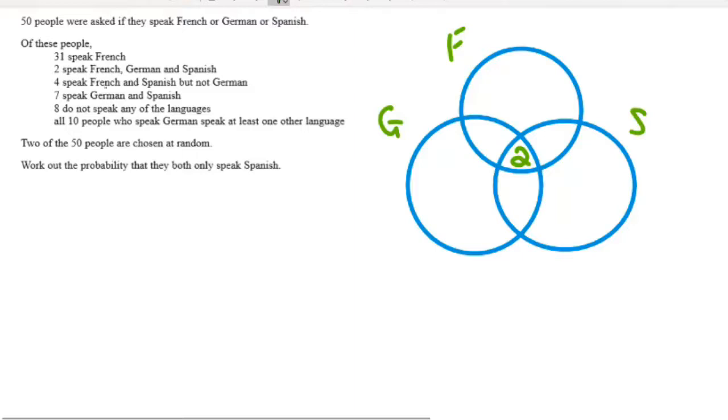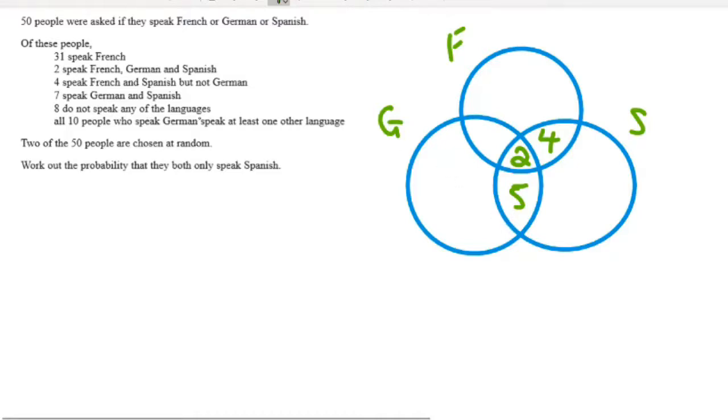Now, 4 people speak French and Spanish, but not German. Well, French and Spanish, that's going to be this overlap here. They don't speak German, however, so we're not including this 2. So that 4 just goes in its entirety there. By contrast, however, 7 speak German and Spanish. So German and Spanish is this overlap here. However, that statement makes no reference to if they speak French or not. So we must assume that 7 contains this 2. That leaves only 5, therefore, to go in that little bit there.